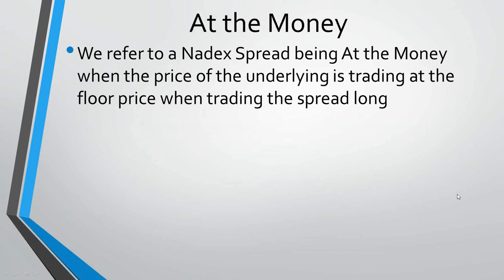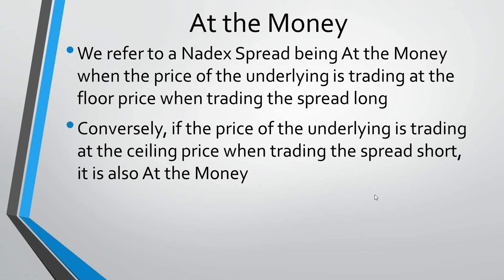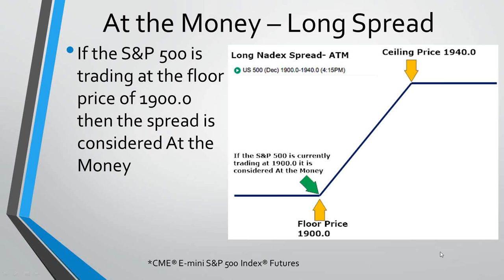So what is at the money? Well, we refer to a Nadex spread being at the money when the price of the underlying is trading at the floor price when trading the spread long, and conversely, if the price of the underlying is trading at the ceiling price when trading the spread short. So, if the S&P 500 is trading at the floor price of 1900, in this particular 1940, 4:15 p.m. Eastern Time expiration, this is a long Nadex spread. If you're taking this long, we consider it to be at the money if the underlying price, the S&P 500, is currently trading at 1900.